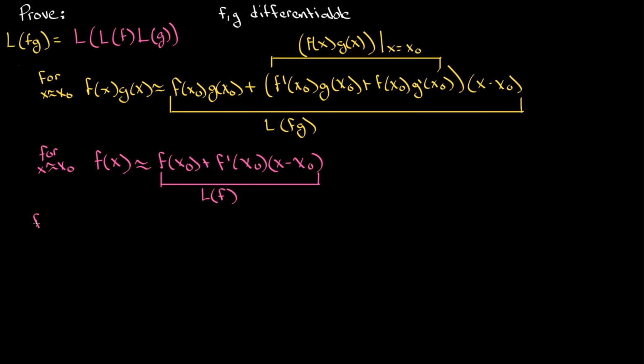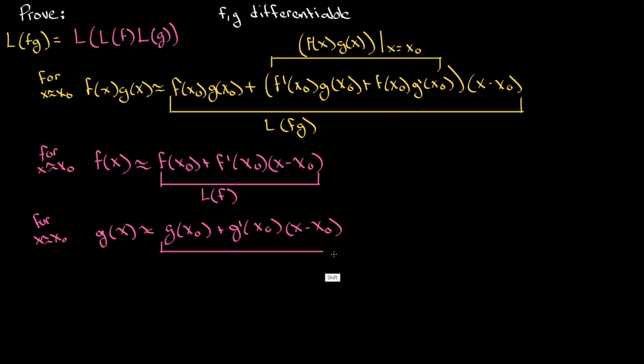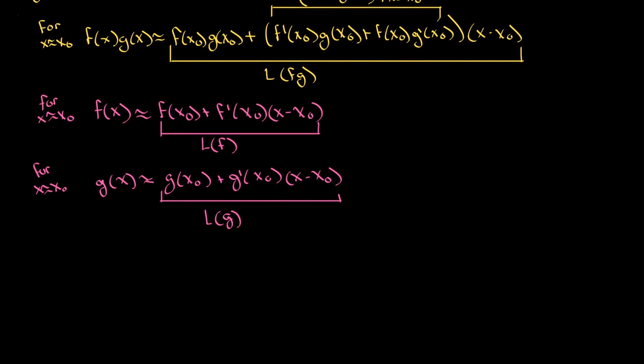So again, for x near some x naught, g of x is going to be approximately g of x naught plus g prime of x naught times x minus x naught. And again, this right here is the linear approximation of g. So according to the right-hand side, we need to multiply these together and see what we get. Let's do that next. Grab some more space.